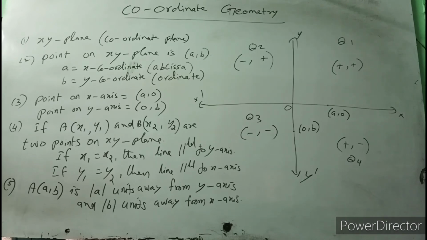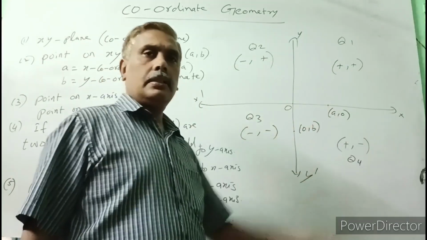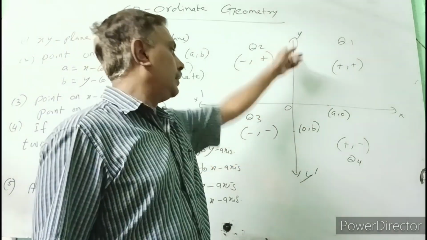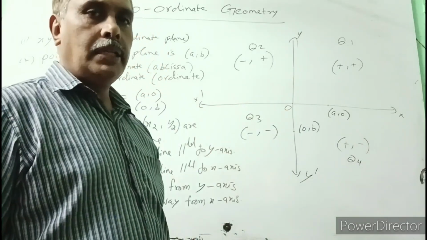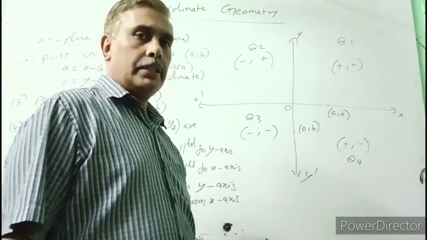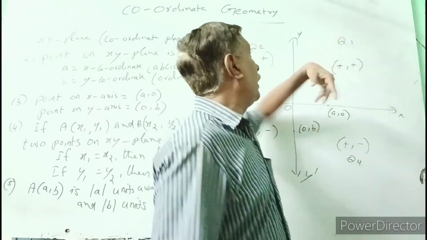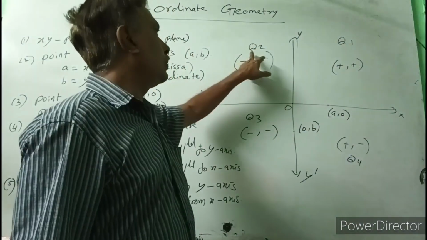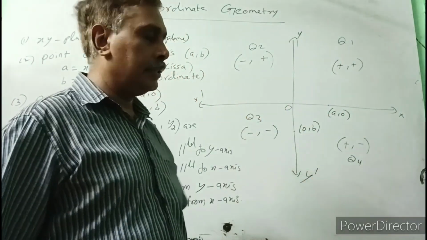So let us see what is coordinate geometry, which you learned in 9th standard. We studied two perpendicular lines. One we consider as a horizontal line and the other is considered as a vertical line. They divide a plane into four parts. Each is called a quadrant. This is quadrant 1, which goes up to infinity. Similarly, this is quadrant 2, quadrant 3, quadrant 4, in the anti-clockwise direction.